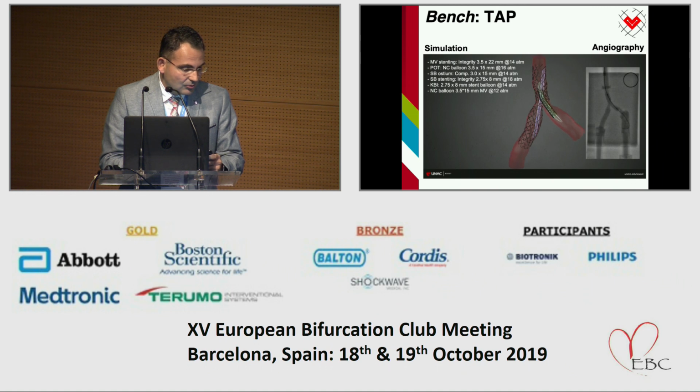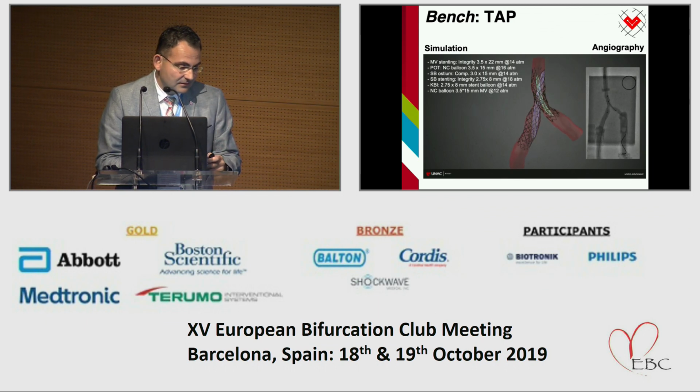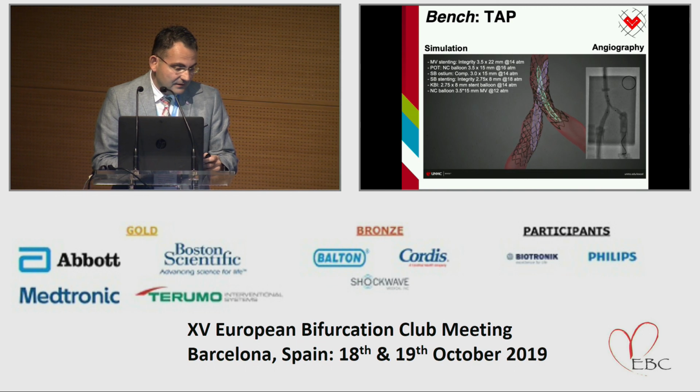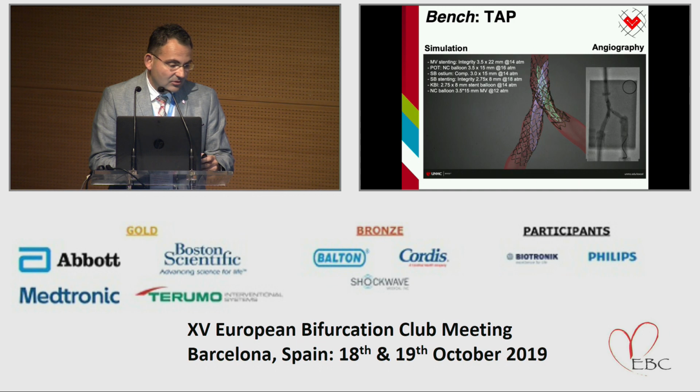Then we have delivery of, it's a bailout, it's a TAP, so we have a delivery of the side branch stent here on the side branch with a little bit of protrusion into the main vessel and the balloon of the main vessel in place. And then finally, the kissing balloon inflation here to create the neocarina and restore everything.